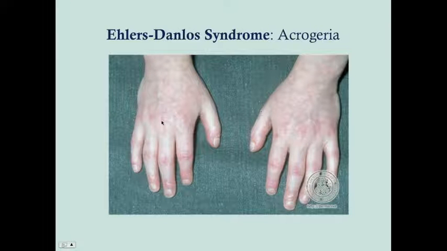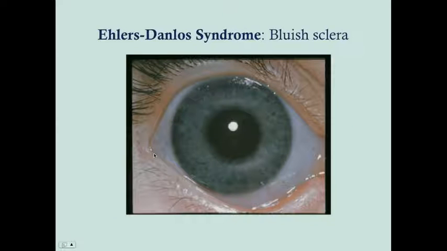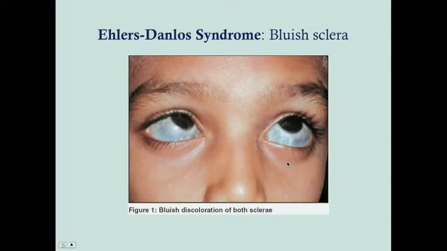This is acrogeria, more of an aged appearance to the hands. In some cases you'll see bluish sclera. You'll also see bluish sclera in conjunction with osteogenesis imperfecta, and that's because of the type 1 collagen defect.